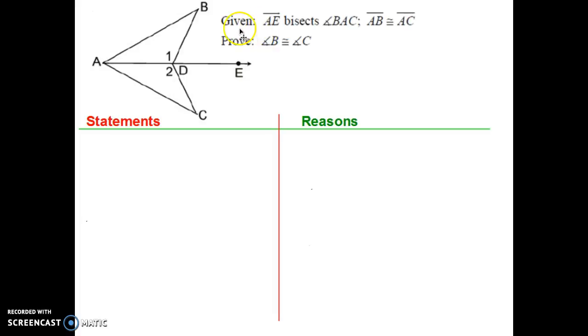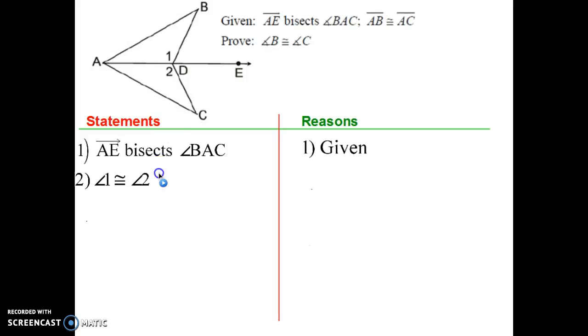All right, so if I'm given that AE bisects angle BAC, and we know AB is congruent to AC, prove angle B and C are congruent. Well, of course, we're going to start with the given. We know AE bisects angle BAC, which is given. From here, because it's a bisector, I know these two angles 1 and 2 are going to be congruent because we're bisecting that angle, and that's of course the definition of a bisector.